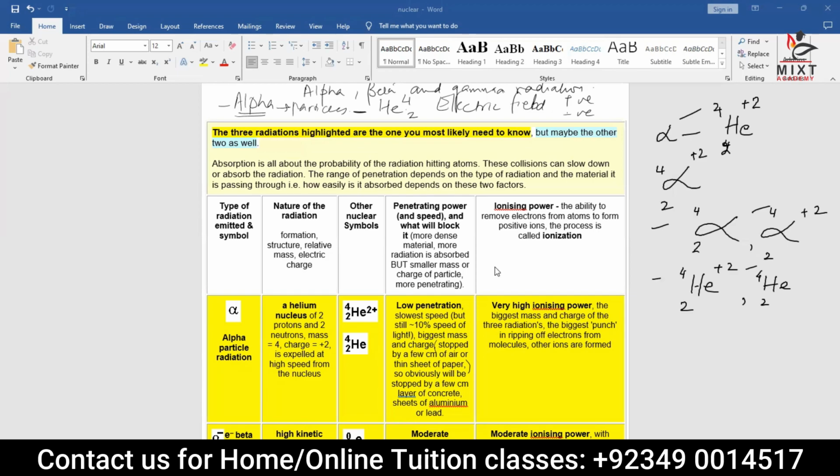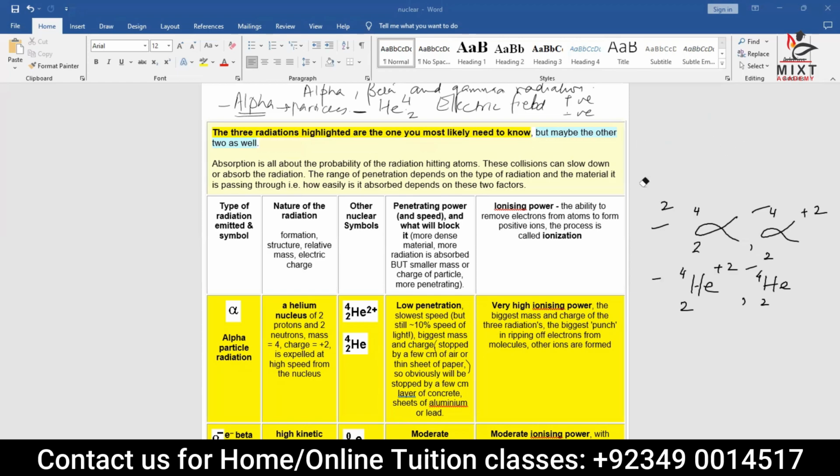What do you expect? Alpha being the biggest, what about their ionizing power? It has the highest. The reason is they are the biggest. As far as size is concerned, they are the biggest one. So for them, removing the electron from the atoms is very easy, right?